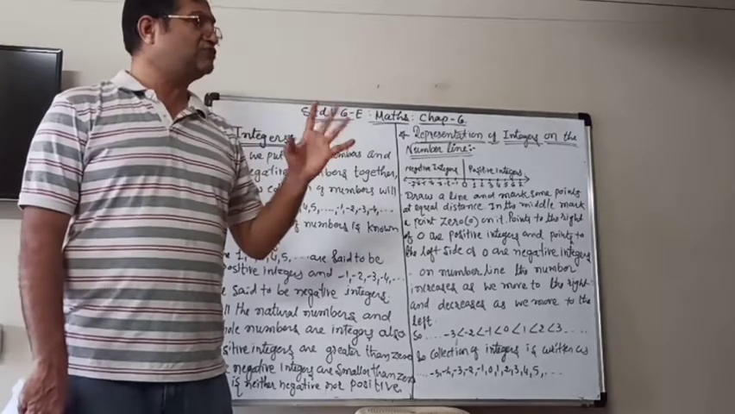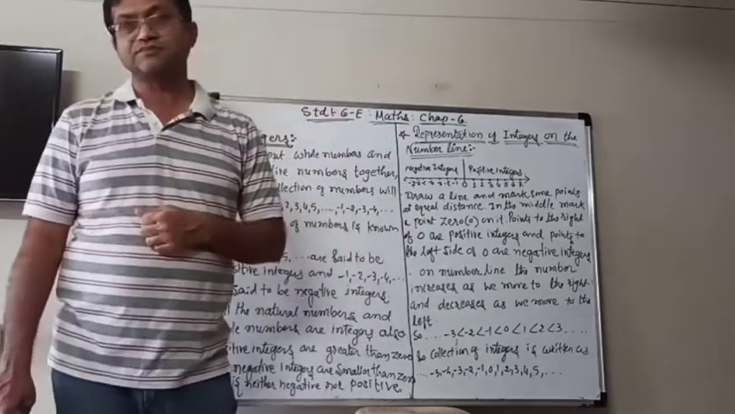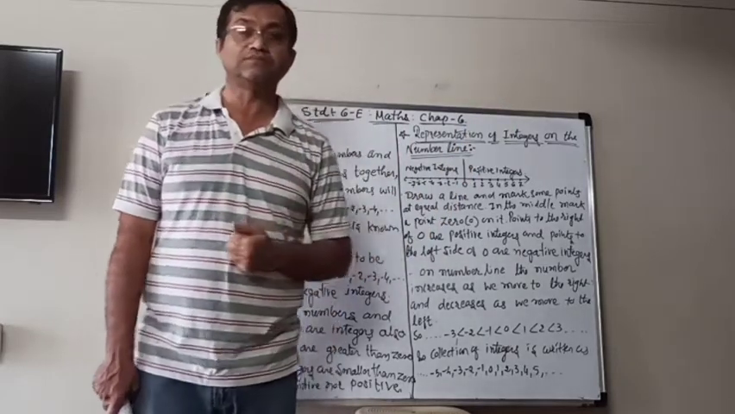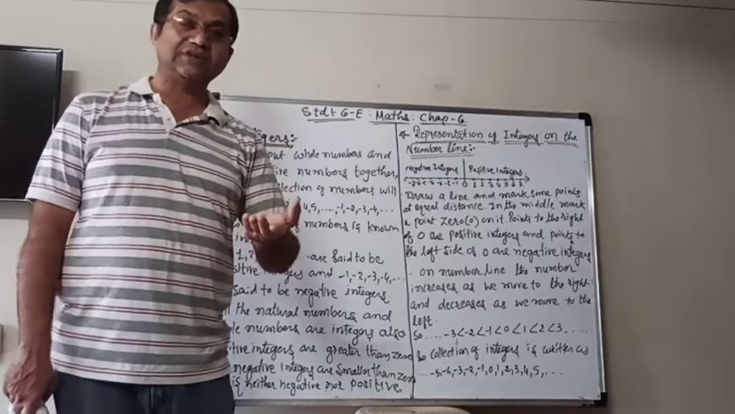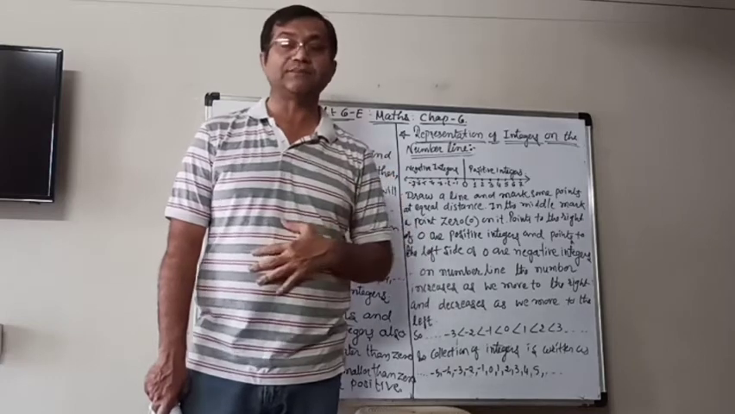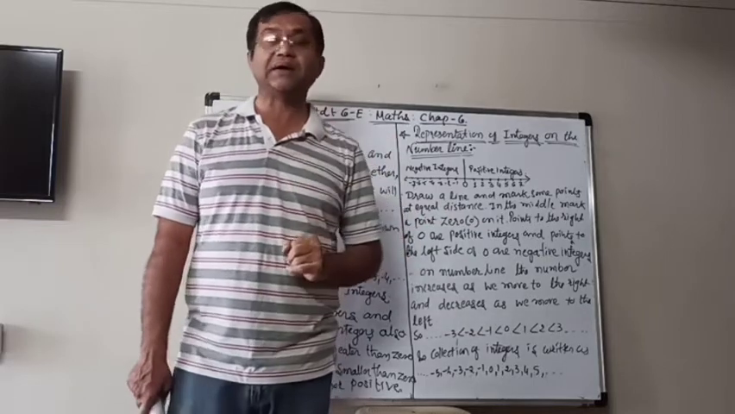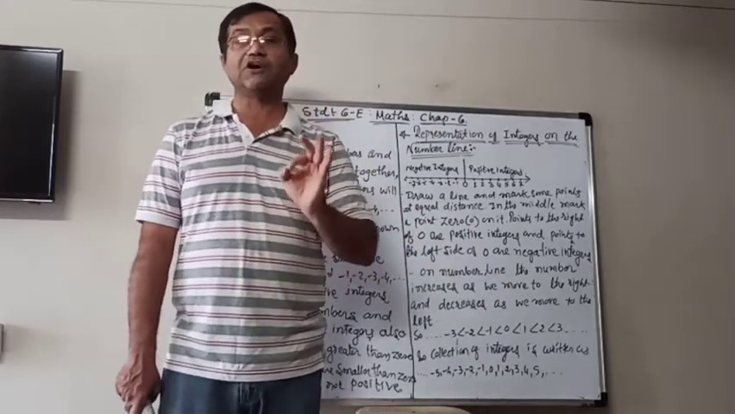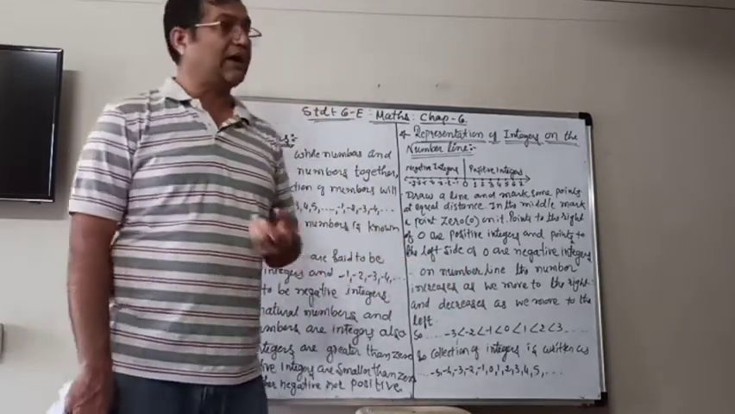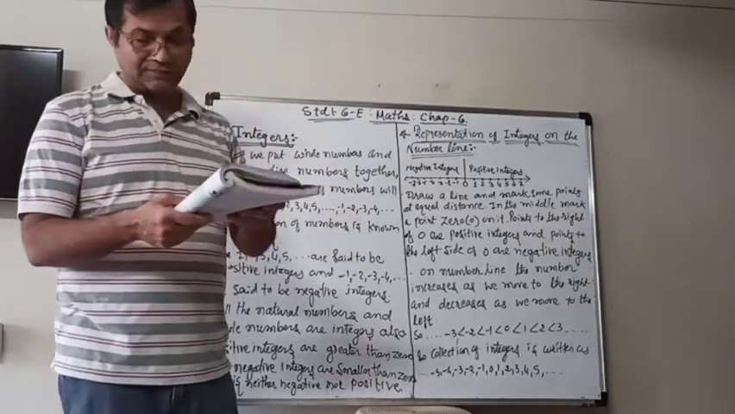Now, as we already talked about, 1, 2, 3, 4 are positive integers. Minus 1, minus 2, minus 3 are negative integers. What about 0? Must you call it a positive integer or a negative integer? Actually, 0 is the neutral number. It is neither positive nor negative. We can't call it positive or negative, so it is known as a neutral number.